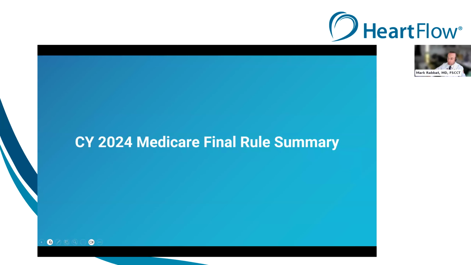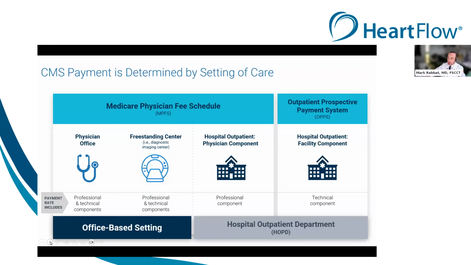Next slide, please. Now I'd like to shift gears to CMS payment. Now this is determined by the setting of care. So there's the Medicare physician fee schedule, and then there's the outpatient prospective payment system, or OPPS. Now under the Medicare physician fee schedule, you have physician offices and freestanding centers or diagnostic imaging centers. And the payment rates include both the professional and technical components. Now you also have the hospital outpatient physician component, which is the professional component. Now under the OPPS, you have the hospital outpatient facility component, which is the technical component. Next slide, please.